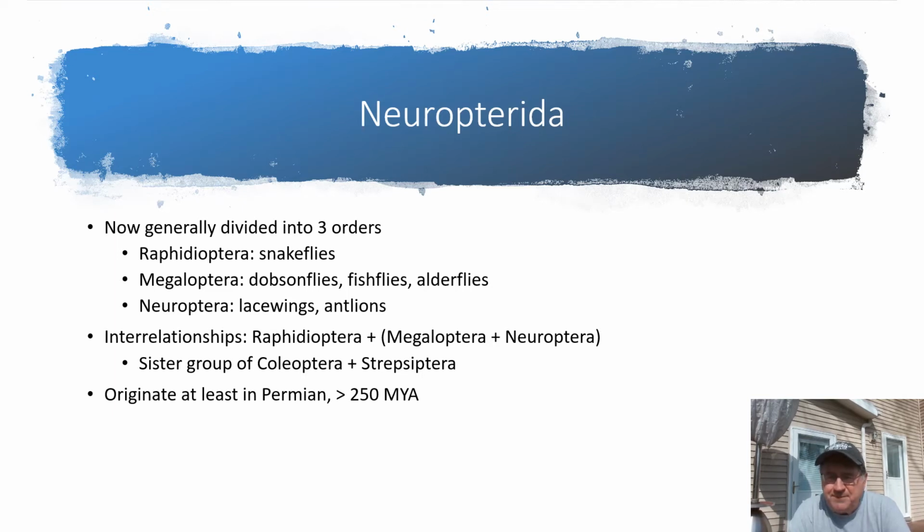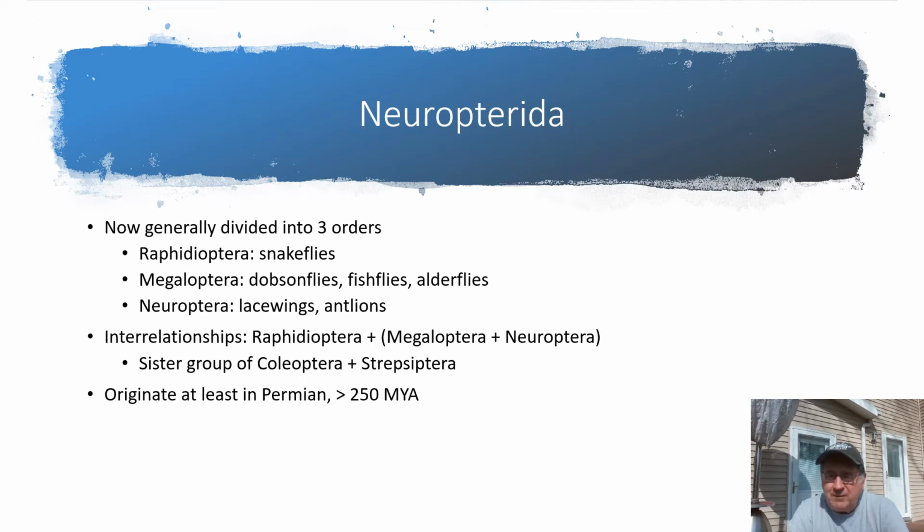These 3 orders are the Raphidioptera, or the snake flies, the Megaloptera, and the common names they go by are things like Dobson flies or Hellgrammites. I didn't put that down there, but that's what the larvae of Dobson flies are called. Fish flies, alder flies, and the like. Now, both of those orders are fairly small. We're talking at most a few hundred species.